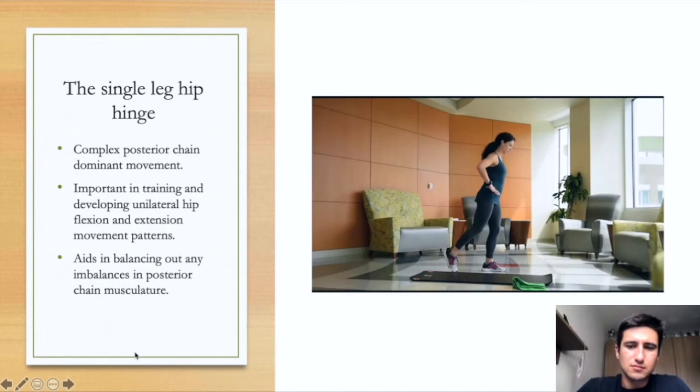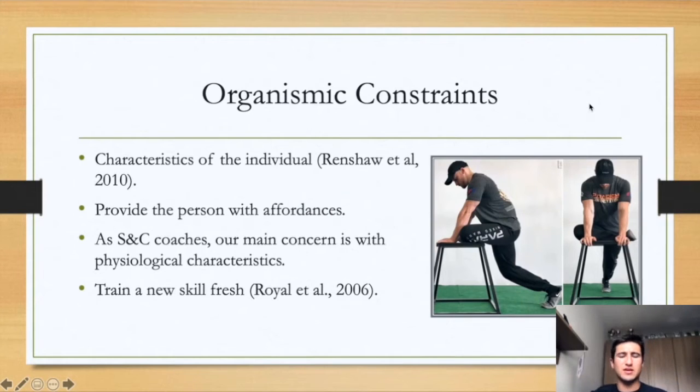Now, organismic constraints. Organismic constraints were described by Renshaw and colleagues in 2010 as being characteristics of an individual. These may include physical, psychological, physiological, and emotional factors. A person's morphological, physical abilities and state of mind can all affect the strategies that person uses to perform a given movement task.